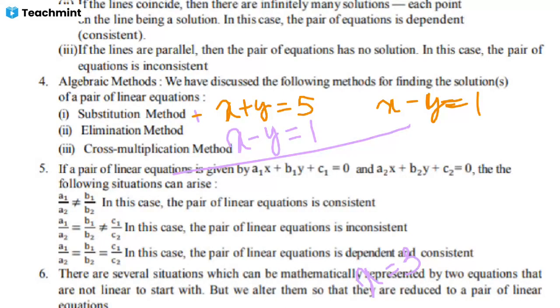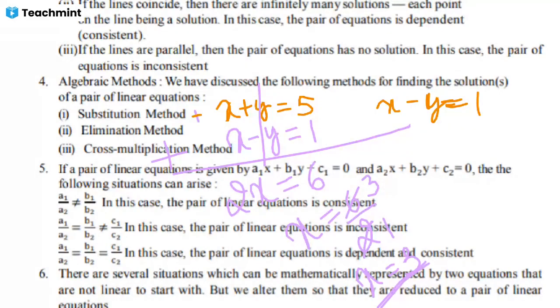So to eliminate y, you should add these two equations. When you add x plus x, you get 2x, and plus y minus y, they will cancel. 2x is equals to 6. So from this, x is equals to 6 by 2. That is again 2 ones are 2, 2 threes are 6. So you got the same value, x is equals to 3.